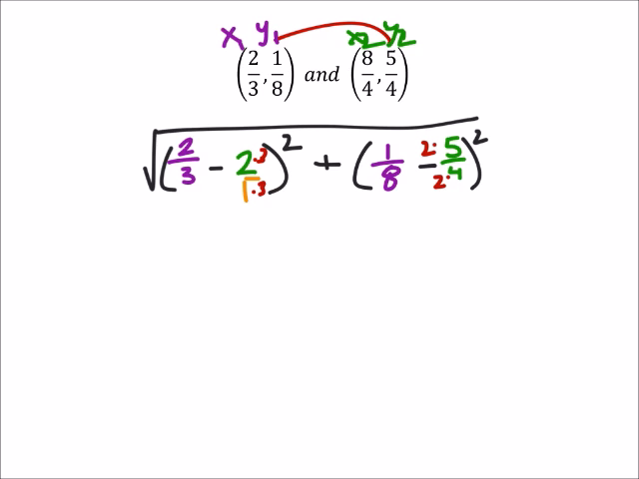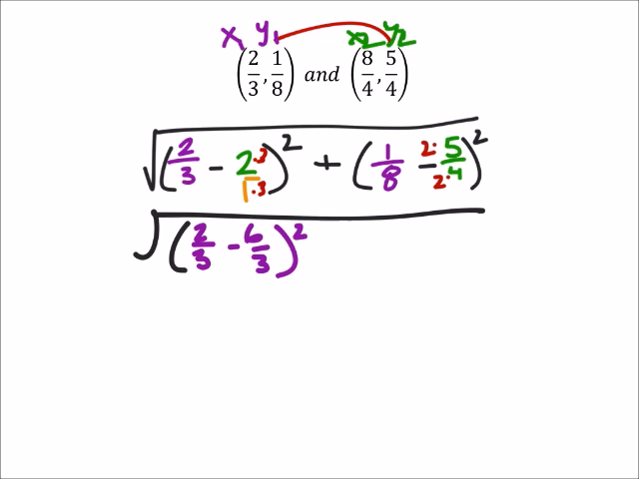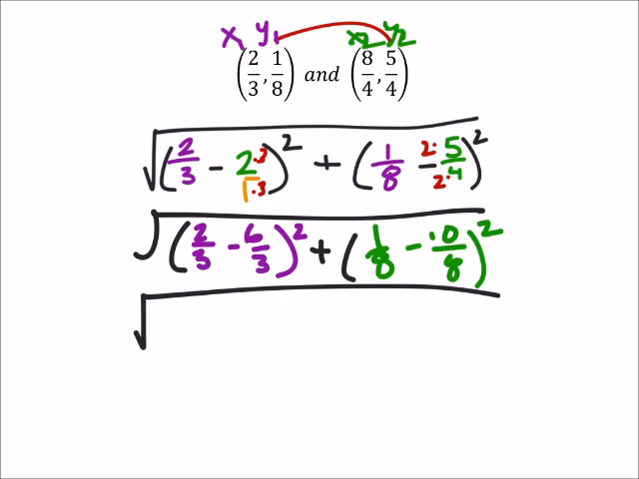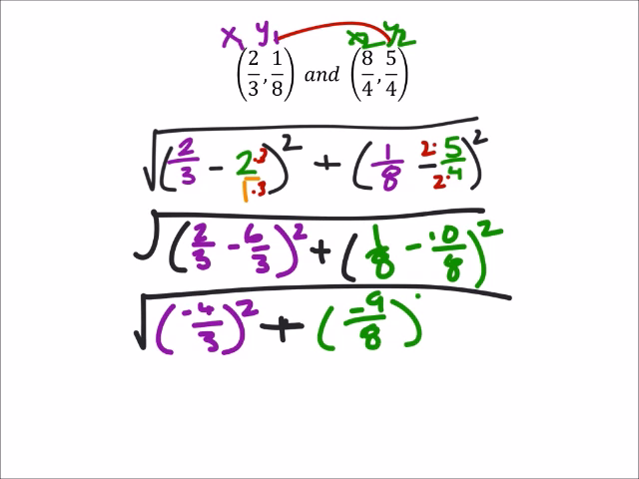So now we got the square root of 2/3 minus 6/3, and we're going to square that. We'll add that to 1/8 minus 10/8, and we'll square that as well. So this gives us the square root of negative 4/3 squared plus, that's a plus, negative 9/8, which we will also square.